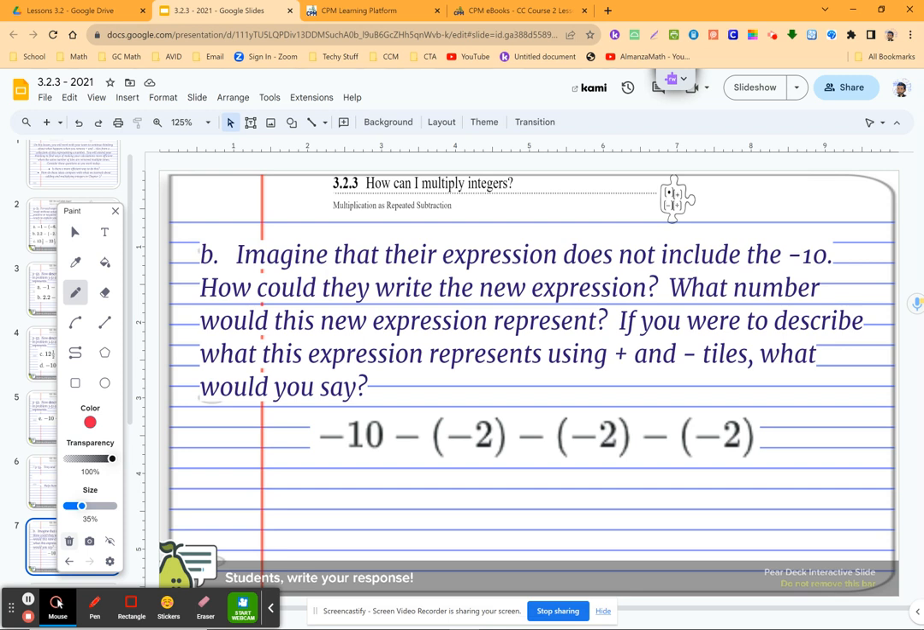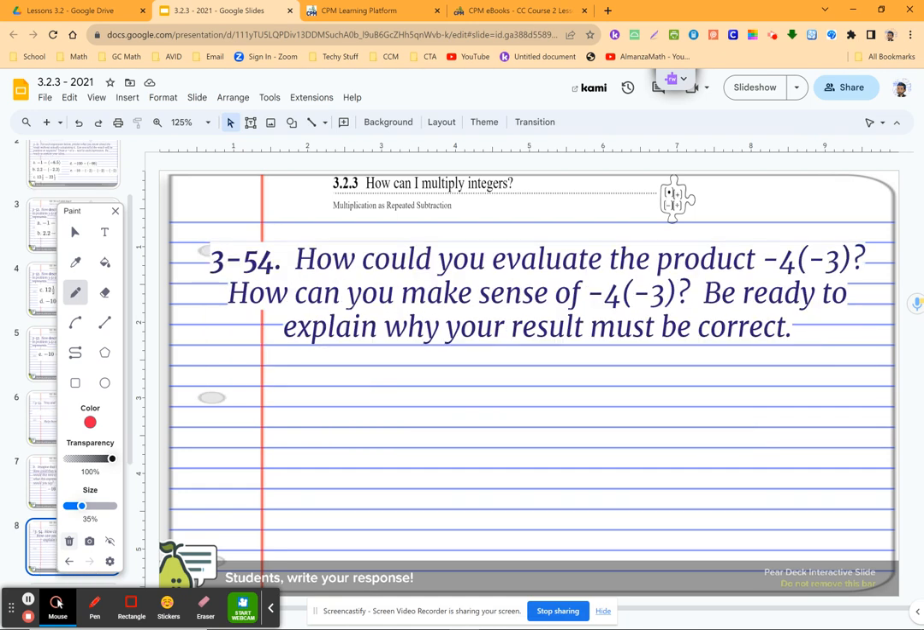To answer the question, if you were to describe what this expression represents using plus or minus tiles, what would you say? You could just say that if I multiply a negative times a negative, I'm going to get a positive. Now, using that logic, we evaluate the product -4 times -3. How can we make sense of this? How can we show that -4 times -3 equals a certain value?